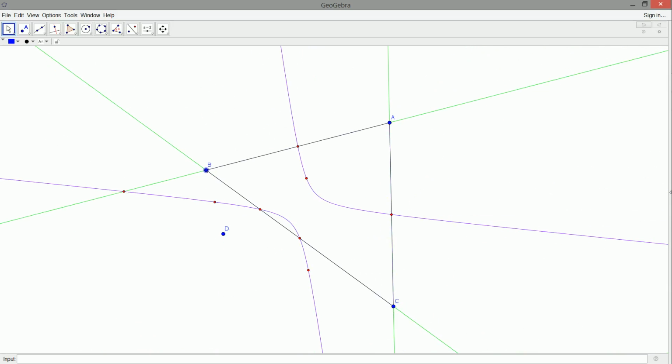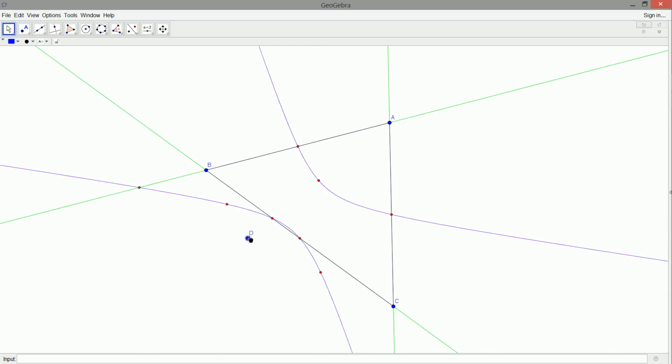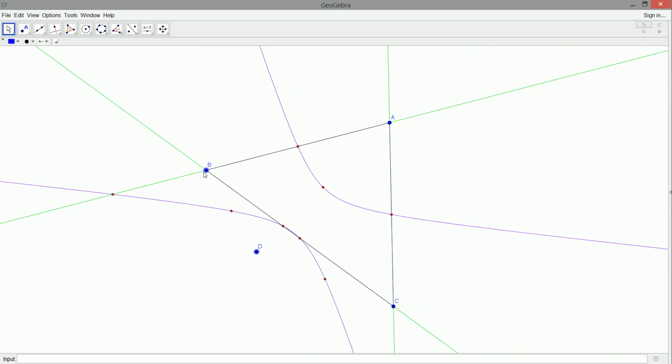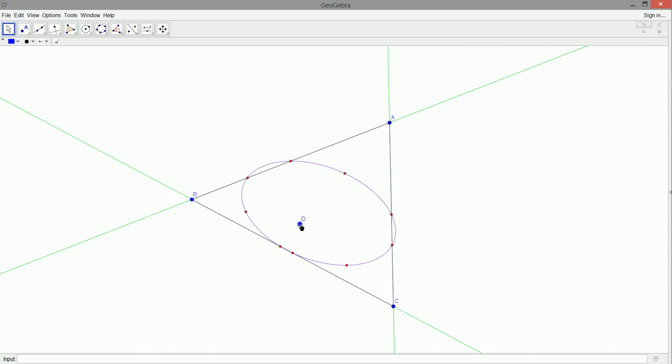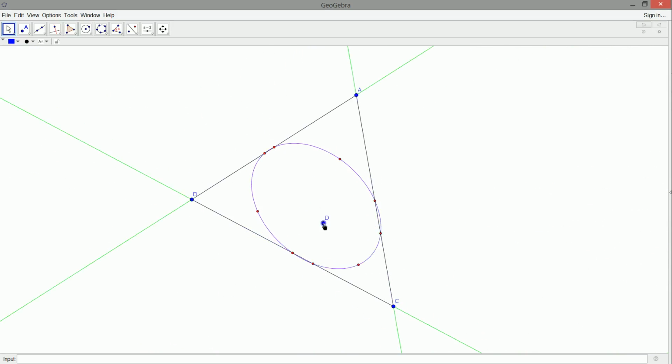And that's something that I only just learned today. You might have already known about it, but I think that's pretty nifty. So we can get a circle if we place D just right on the inside. I don't actually know where that would be. But other than that, we get an ellipse.